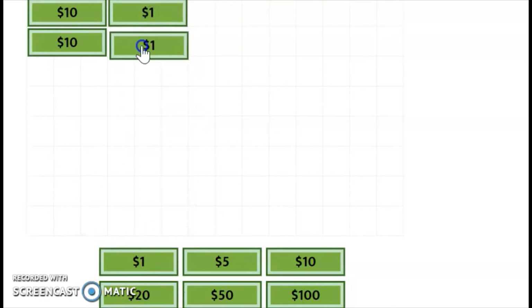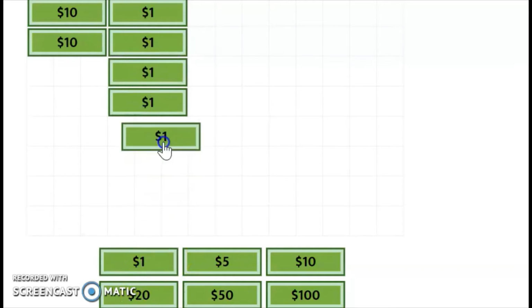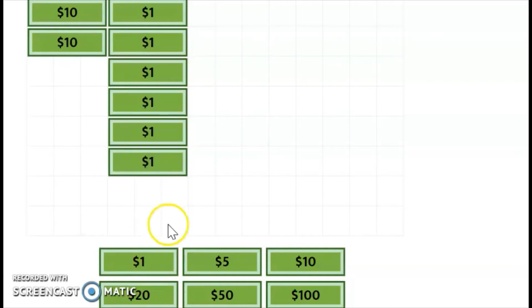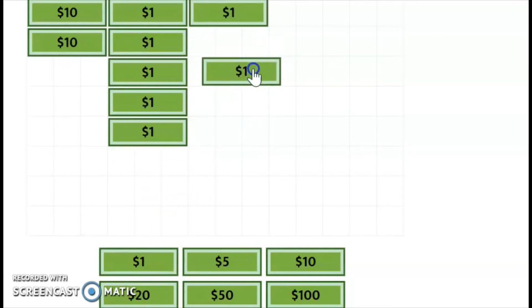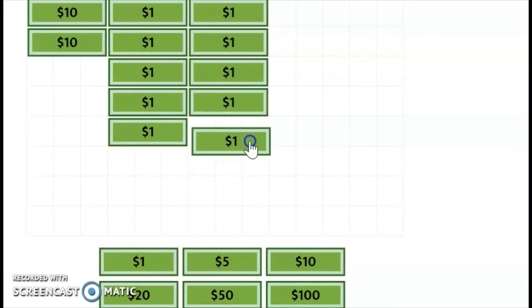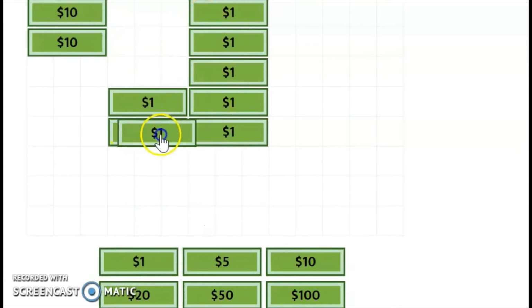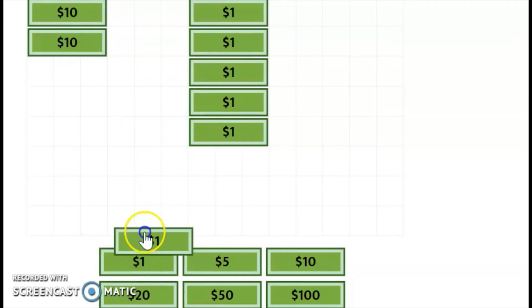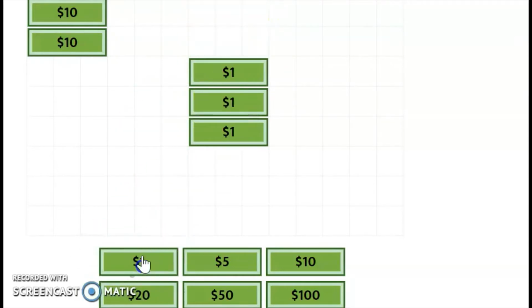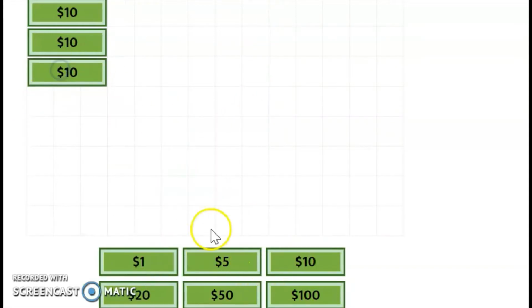Let's keep going. 21, 22, 23, 24, 25, 26. Let's put 26 up here. 27, 28, 29, 30. Oh, we have another group of 10 $1 bills, so let's exchange that for a $10 bill. Now we're at 30, or 3 tens, because in the number 30, there are 3 tens.